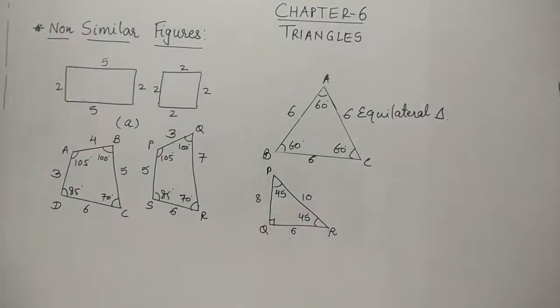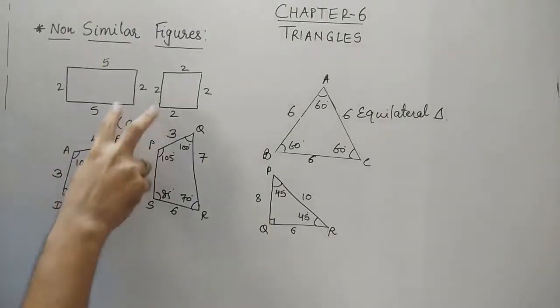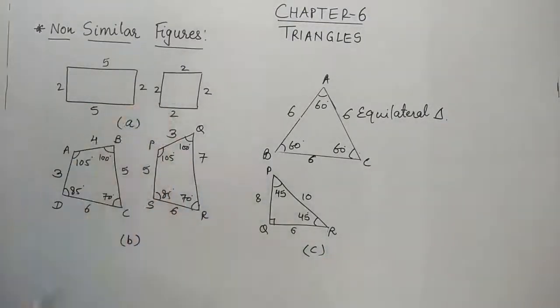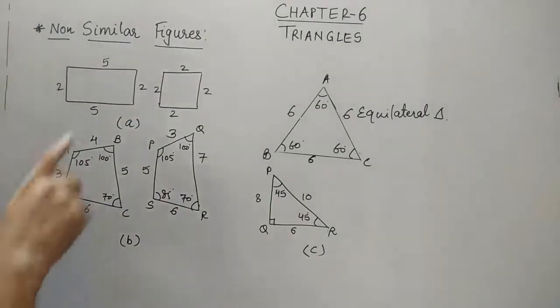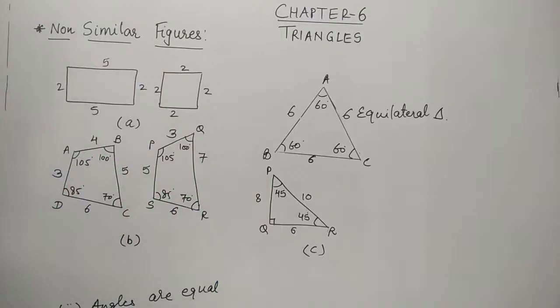Let's see a few examples of figures which are non-similar. In the previous part we discussed the two conditions: that the sides are in equal proportion or the same ratio, and the angles are equal, congruent. Now look at these diagrams. We have three diagrams for comparison of similar figures: A, B and C. In the first figure, two figures are given. You can see this is a rectangle and this is a square. So here the second condition is fulfilled, that all the angles are equal. That means in a rectangle as well as a square, all angles are 90 degrees.